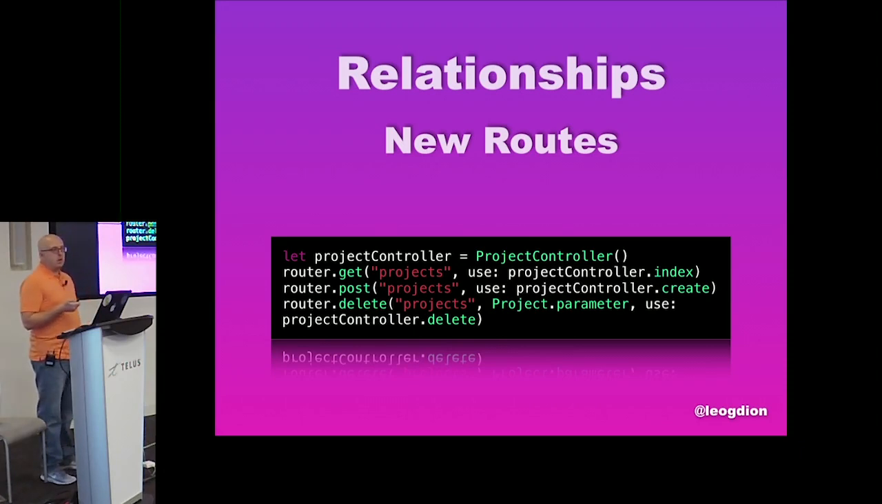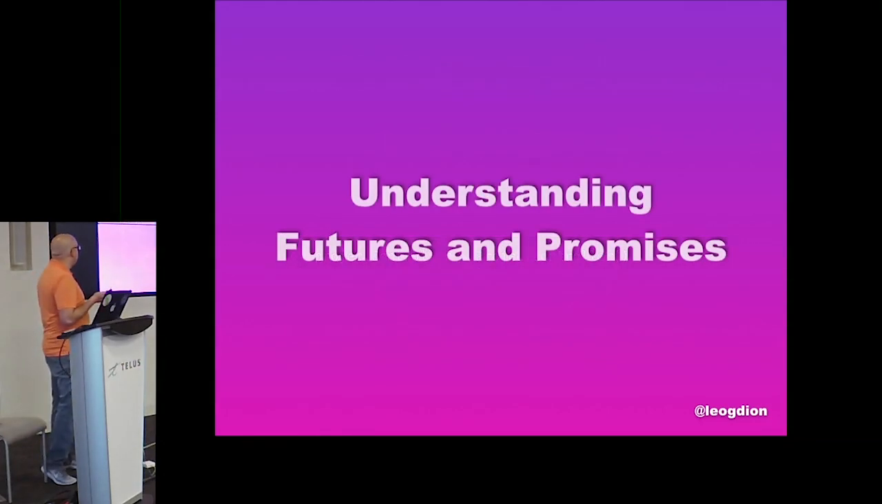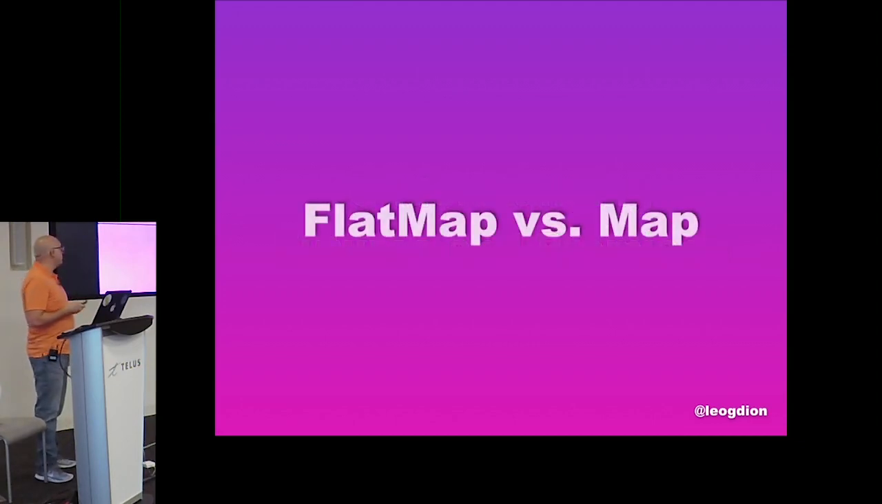So one thing I really want to talk about that's super important when it comes to Vapor is understanding futures and promises. I think a big backbone of Vapor is understanding this and how they implement this in Vapor, as well as its underlying technology, which is SwiftNIO. So you probably have noticed there's two calls, a flatMap and a map.